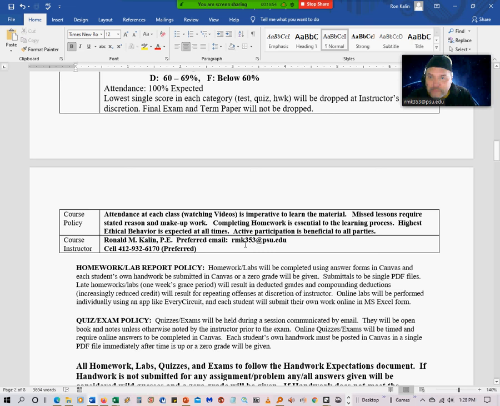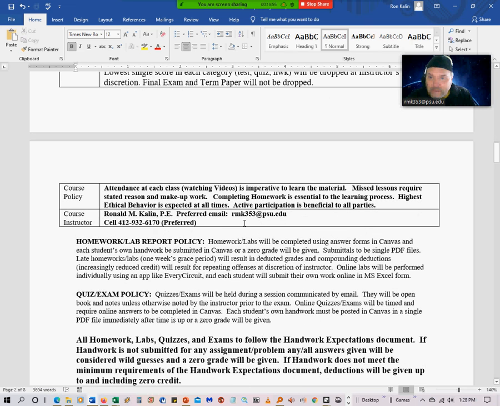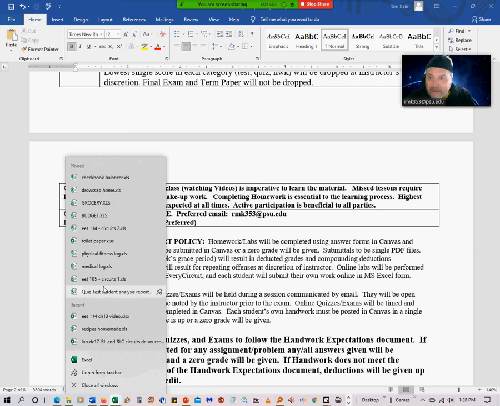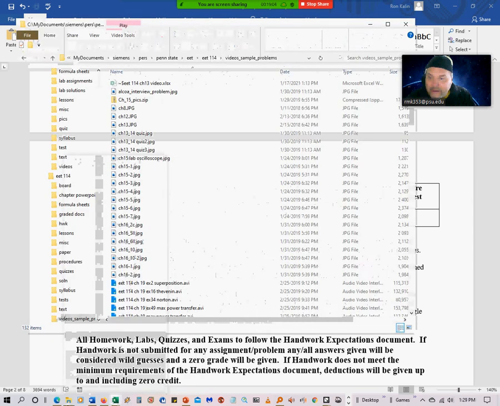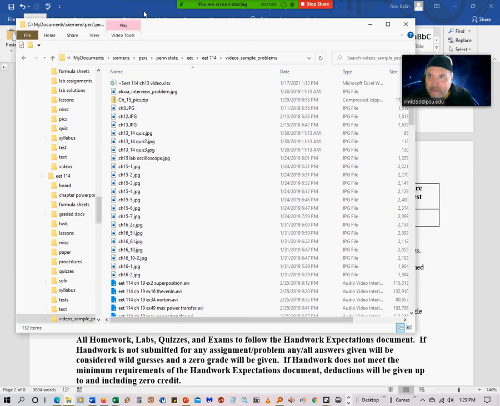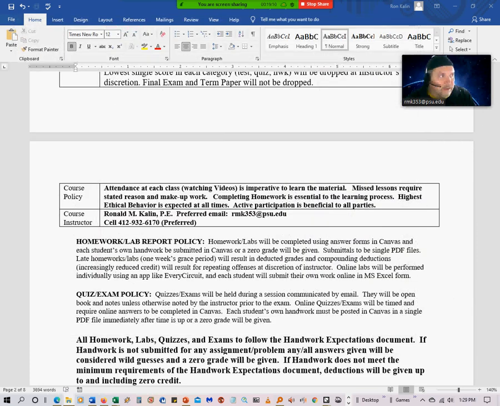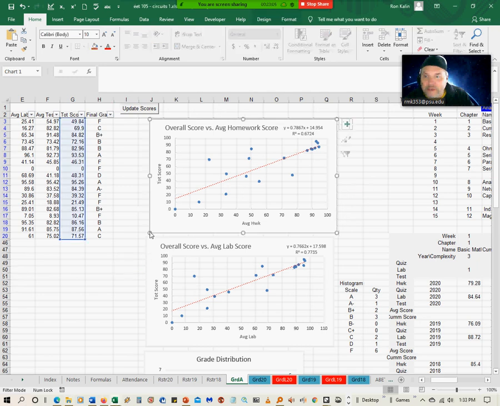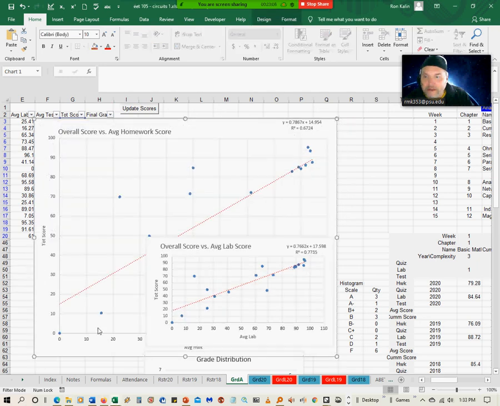So to reiterate, I did a little study. Here's a study that I did over the past 3 years, and it's showing overall score versus average homework score. I don't know if you can see this. I have to make it bigger, I think.